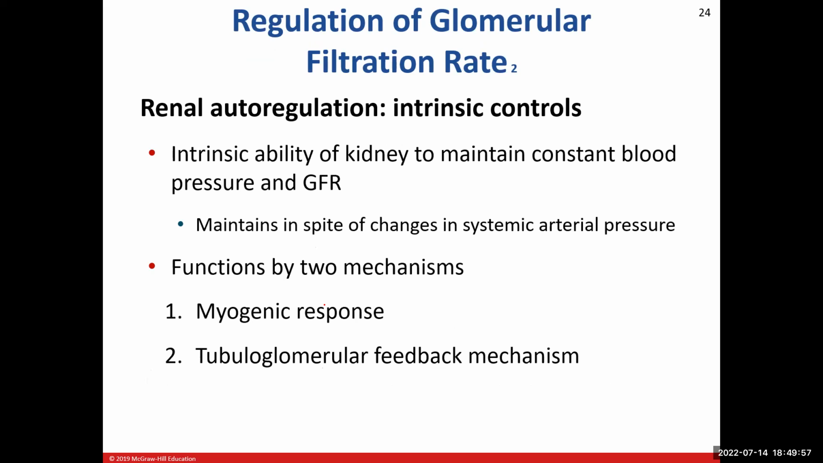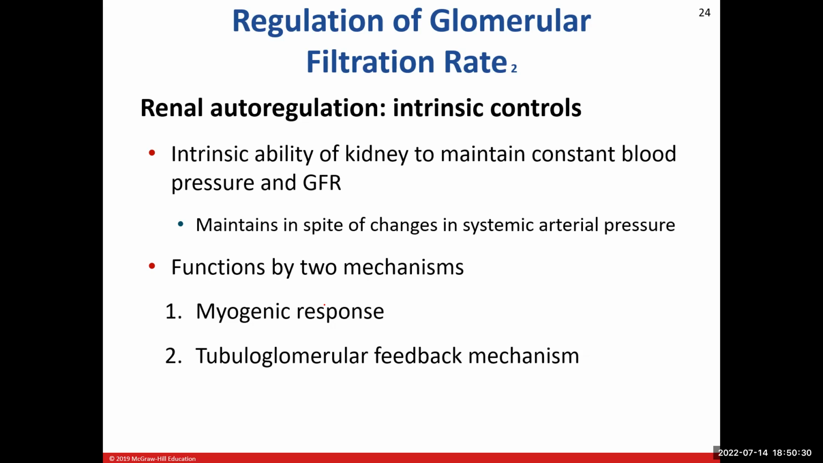All right, so let's start off with what we call renal autoregulation, our intrinsic controls. And this is basically going to deal with the amount of blood pressure that occurs in the glomerulus. Now keep in mind that this autoregulation is going to be completely different than the systemic blood pressure or arterial pressure. So you can have fluctuations in your blood pressure.